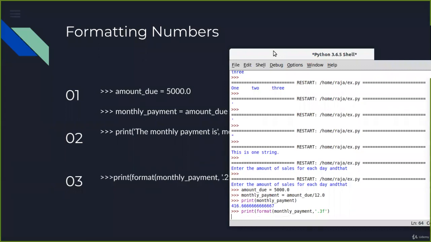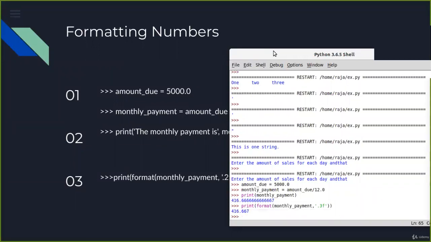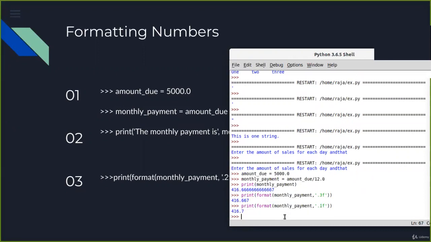Okay, sorry, I think I did not complete my print statement, so that is why it went to the next line. So here you could see that it has formatted my print statement in such a way that it has rounded it off to 3 decimal points. Right. So I can do this as well. I can round it off to 1 decimal point. I can round it off to 2 decimal points.